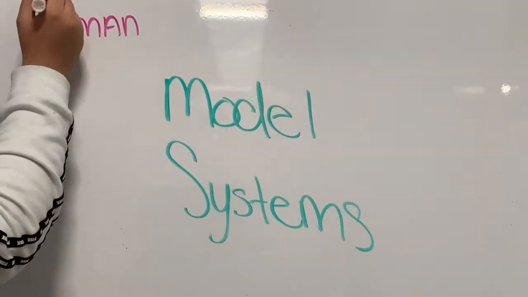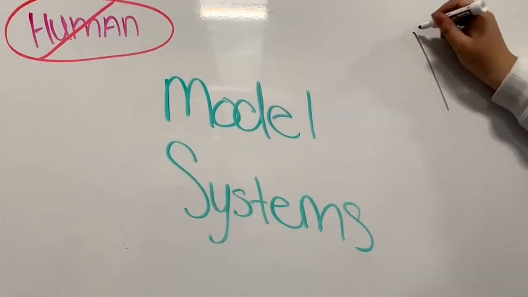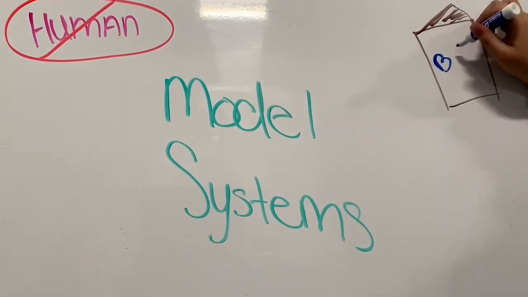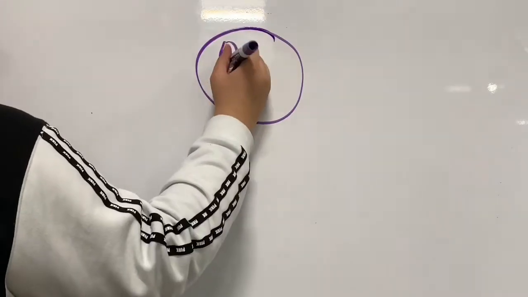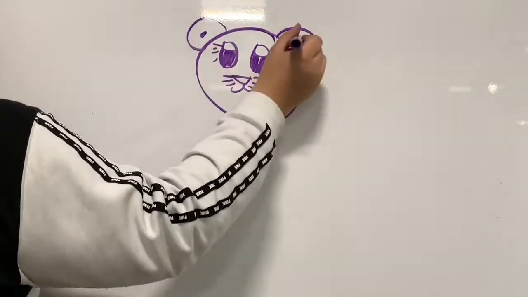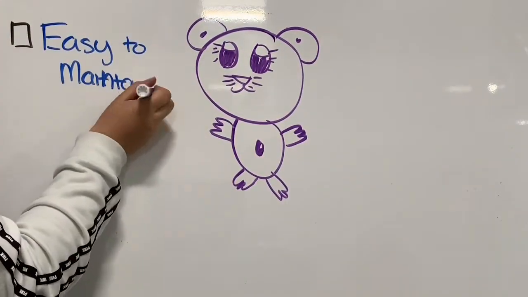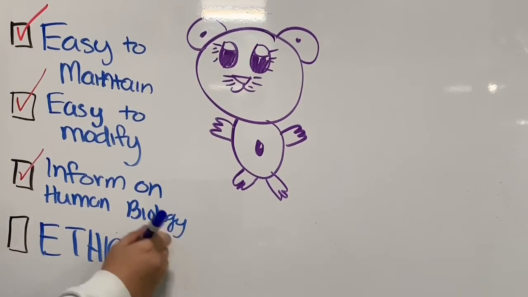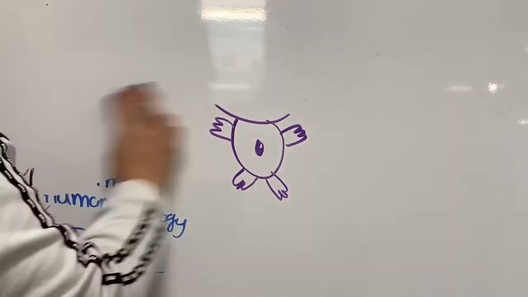A model system, also referred to as a model organism, is a non-human species that is studied in order to understand and make discoveries about biological phenomena. Model systems are useful because they are easy to maintain and modify in a laboratory setting and can inform scientists on human biology at times when it would be unethical to study humans directly.